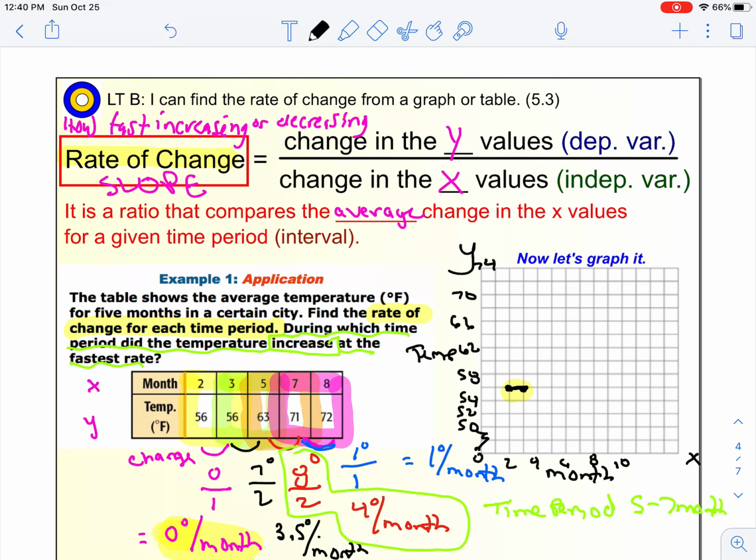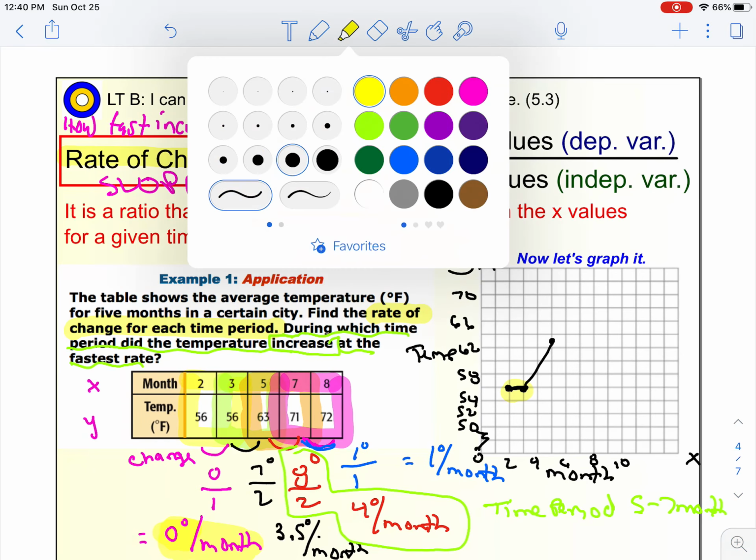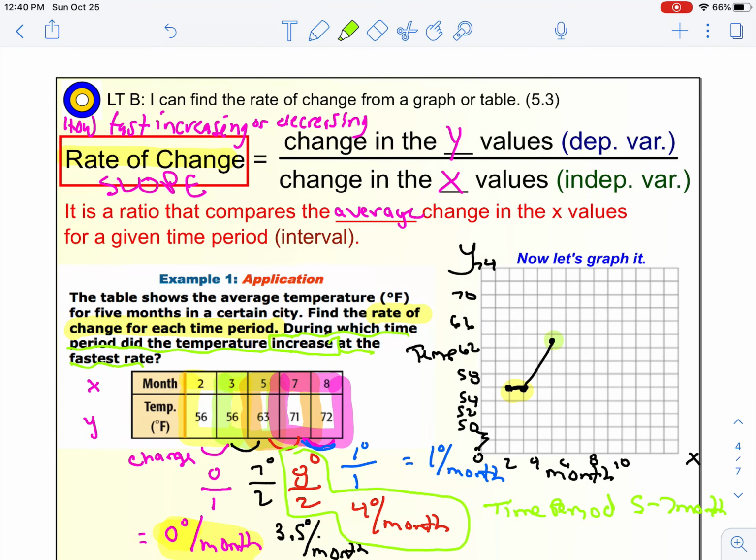Let's graph the next, from month 3 to 5. So month 5 went up to 63. So here's month 5. I'm going to go up to 62, 64 is right there, so 63 right here. So now I'm going to draw that segment of the line. And that was represented with our green. So we will shade that in green. And that is represented by our 3.5 per month.